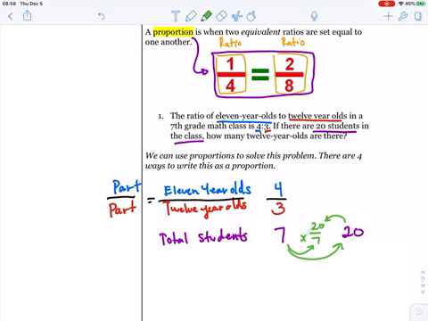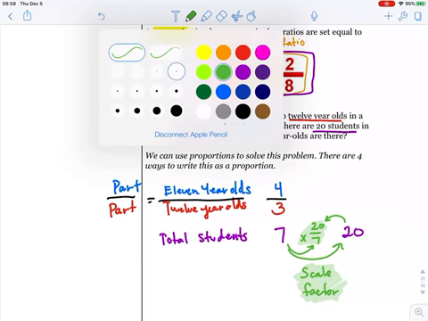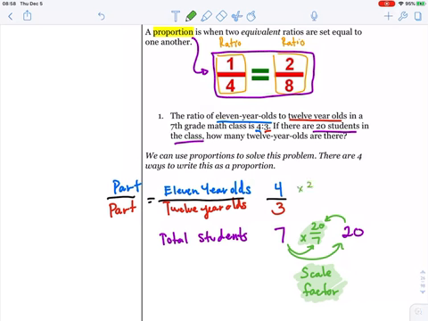This, again, is just like the last unit. This is scale factor. We're going to be using lots of scale factor this whole year. Okay? So we're increasing this group by 20 over 7. That means each one of these groups needs to be multiplied by 20 over 7. This one needs to be multiplied by 20 over 7. Okay?